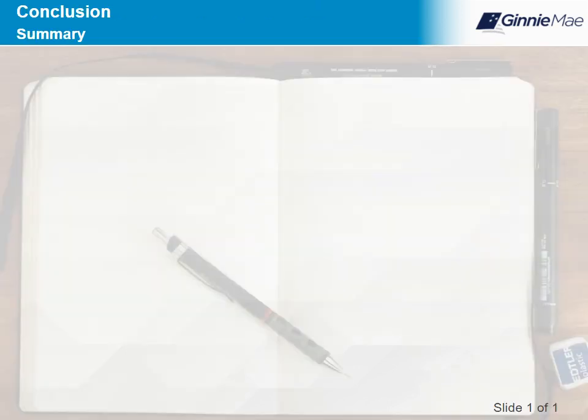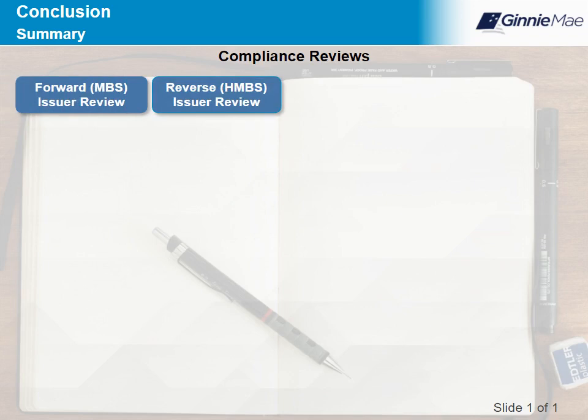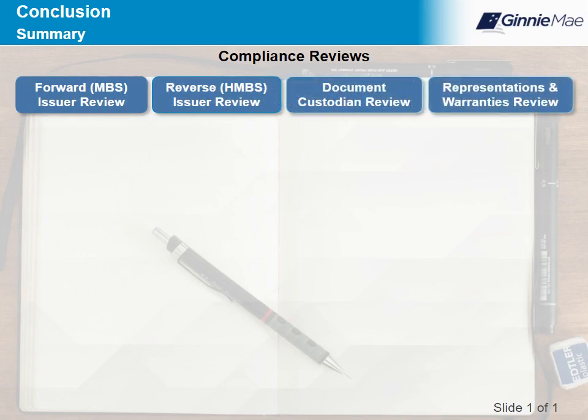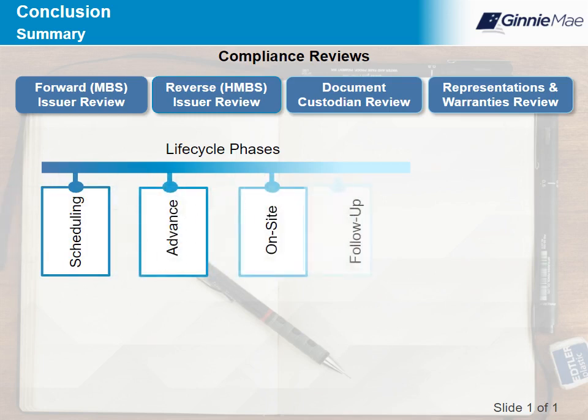The goal of this training module was to provide you with an overview of the compliance review process. You learned there are 4 main types of compliance reviews, including the Forward Issuer Review, Reverse HMBS Issuer Review, the Document Custodian Review, and the Representations and Warranties Review.